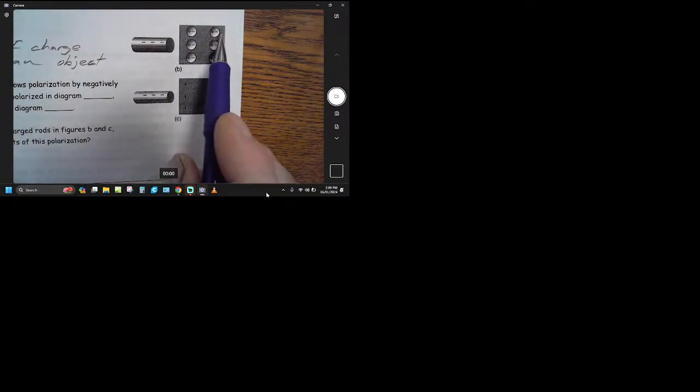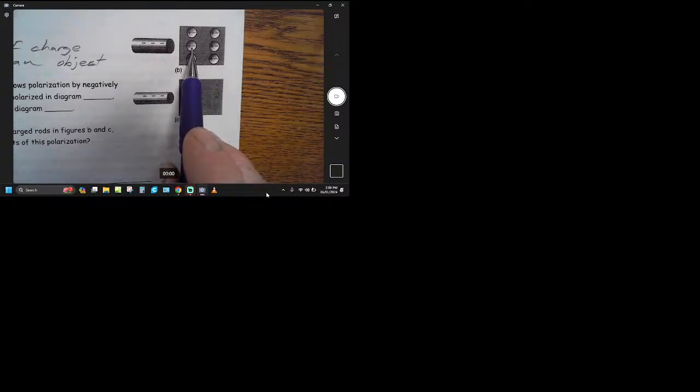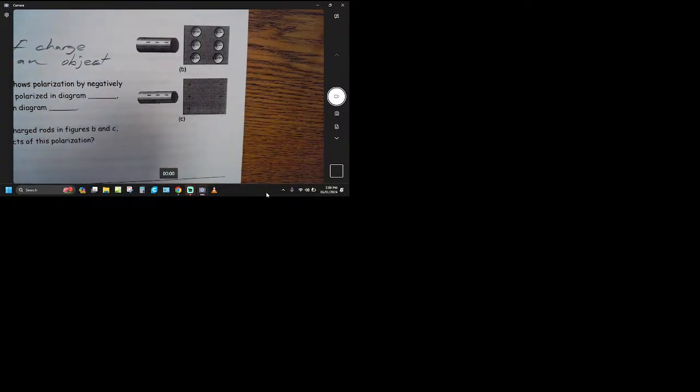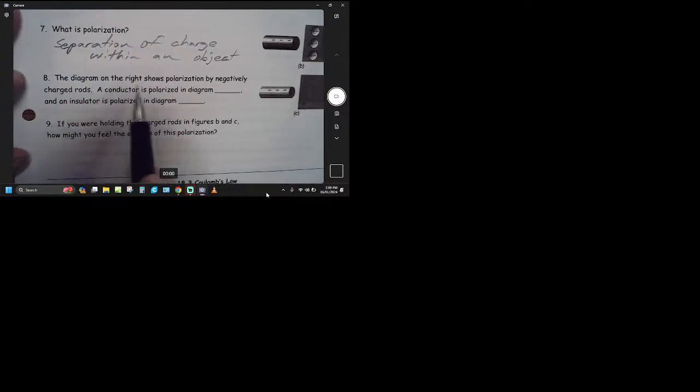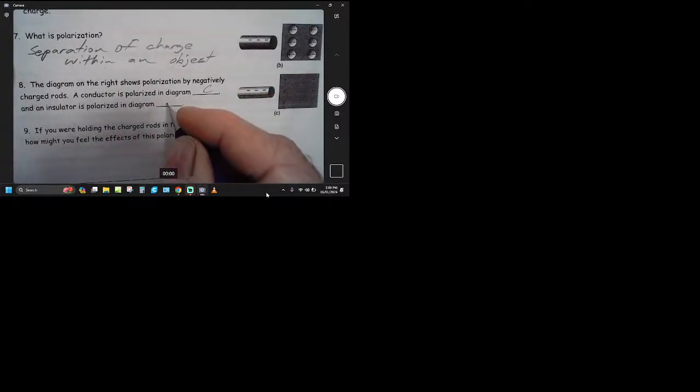So somebody has held a negative rod next to this material and polarized it. And somebody's held a negative rod next to this material and polarized it. So they're both polarized. Okay, which one is the conductor? B or C? C, yeah. So in C, the electrons have been repelled all the way from this side of the object to the other side of the object, causing a separation of charge. In this one, the electrons have been repelled all the way to the other side of the atom, causing a separation of charge. So let's see, the diagram on the right shows polarization. A conductor is polarized in diagram C, insulator in diagram B.